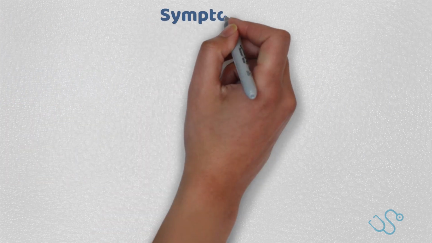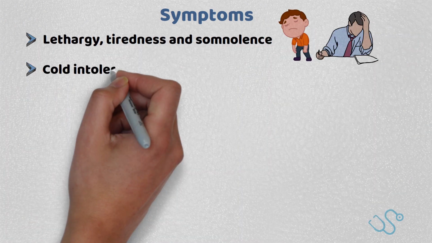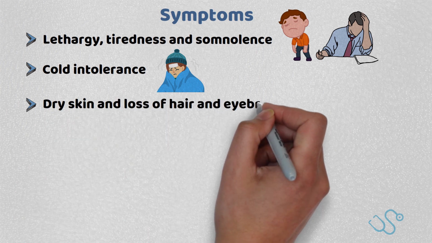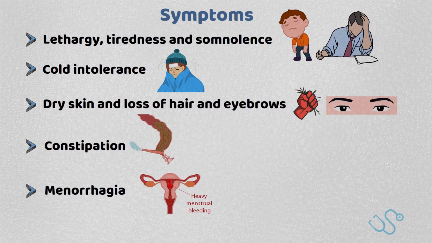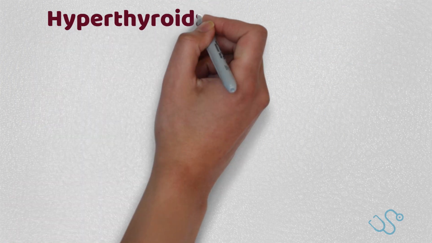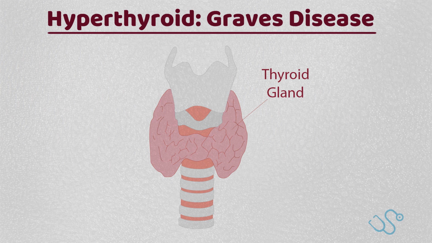Common symptoms of hypothyroid states include lethargy, tiredness and somnolence, cold intolerance, dry skin and a loss of hair in the eyebrows, constipation, and menorrhagia. What about hyperthyroidism? Let's start with Graves' disease, which is the most common cause globally of hyperthyroidism.